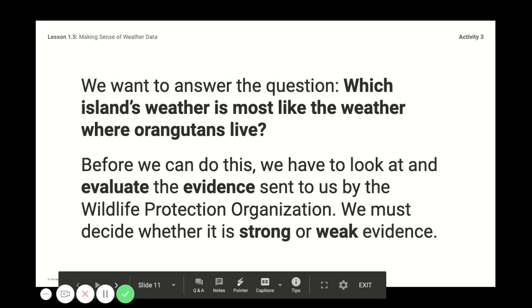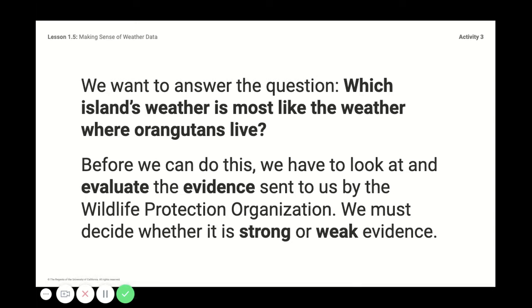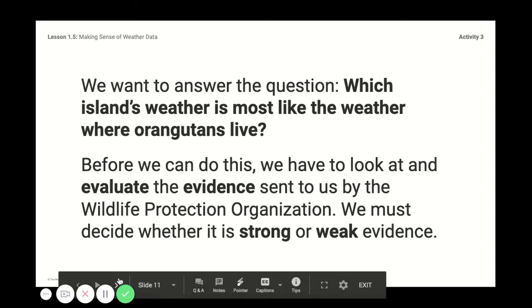We want to answer the question, which island's weather is most like the weather where orangutans live? But before we do this, we have to look at and evaluate the evidence sent to us by the Wildlife Protection Organization. We must decide whether it is strong or weak evidence.